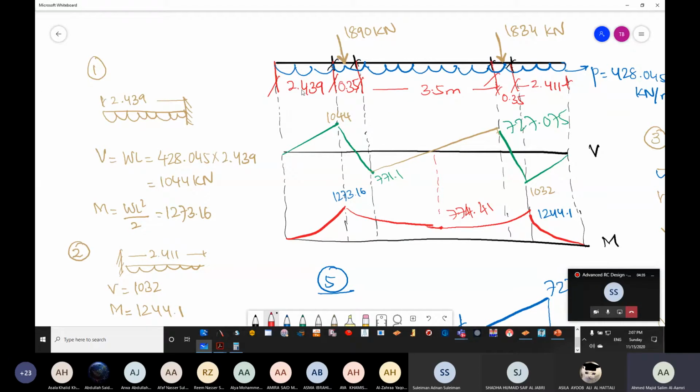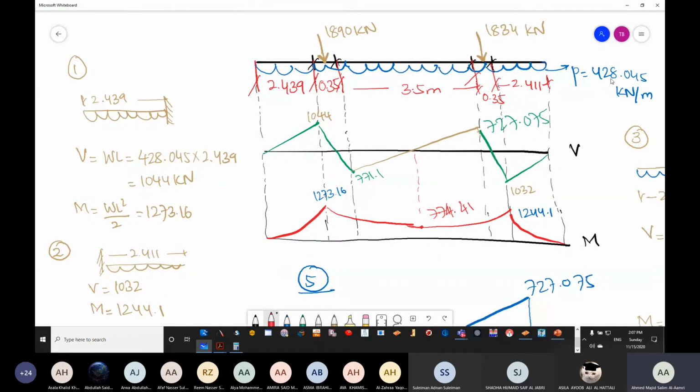We have a UDL going from the bottom to the top, and it is similar to a cantilever beam. So the bending moment for the cantilever is WL square over 2, while the shear force is WL. Your W is your pressure, which is 428.045, multiplied by the length, which is 2.439, and you can calculate.